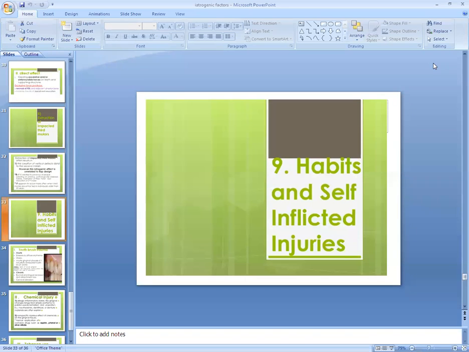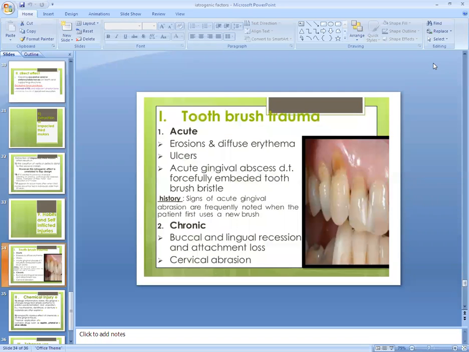The last factor is habits and self-inflicted injuries. There are basically different types of injuries. The first injury could be toothbrushing trauma. When trauma results from faulty toothbrushing, there are two types: the first one is acute, and the second one is chronic. Acute toothbrushing trauma results in erosion, diffuse erythema, ulcers, and acute gingival abscess because of faulty toothbrushing techniques.